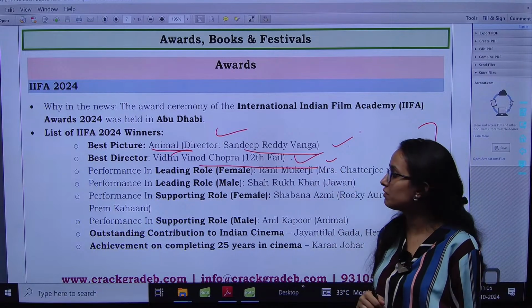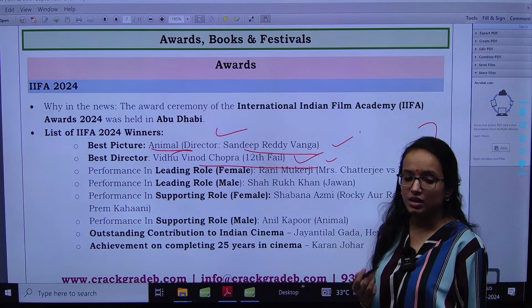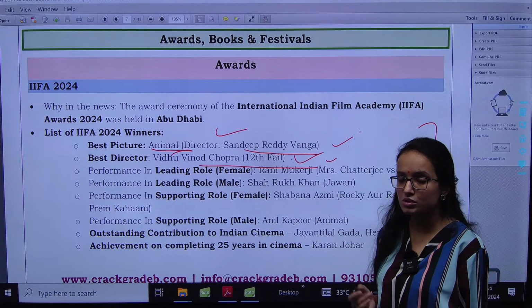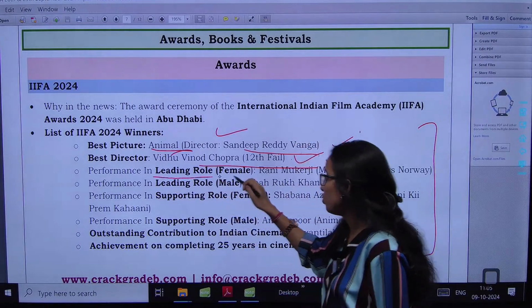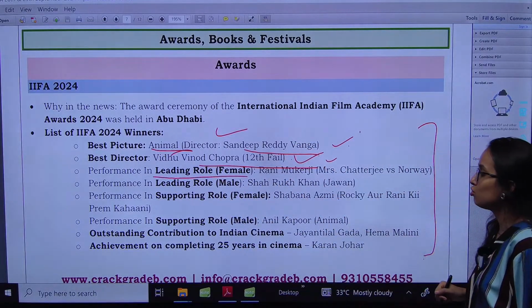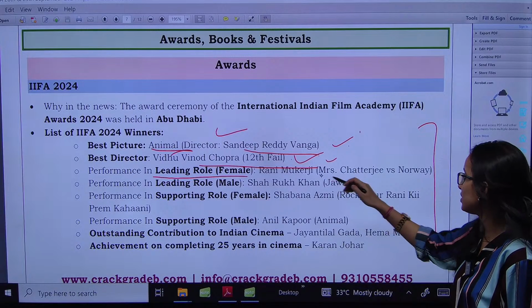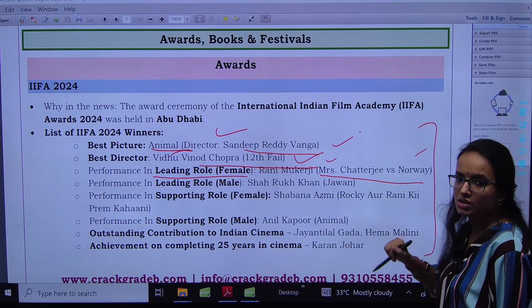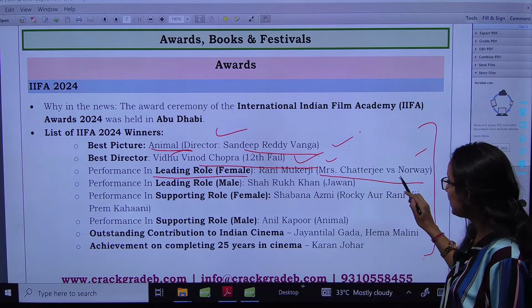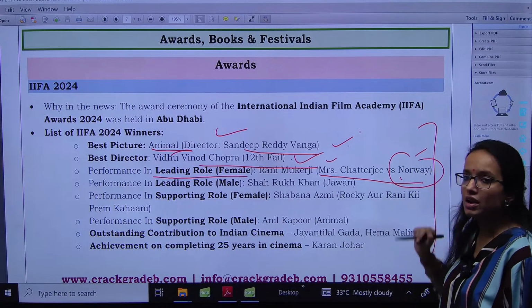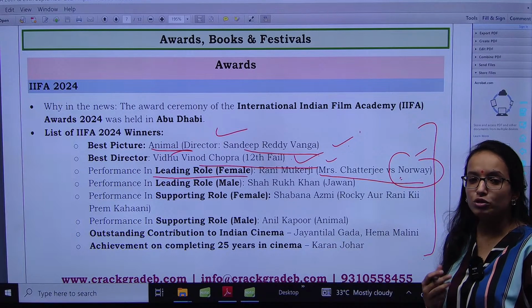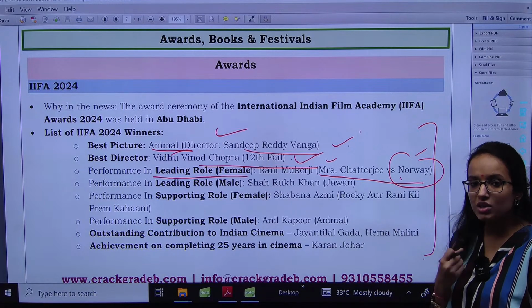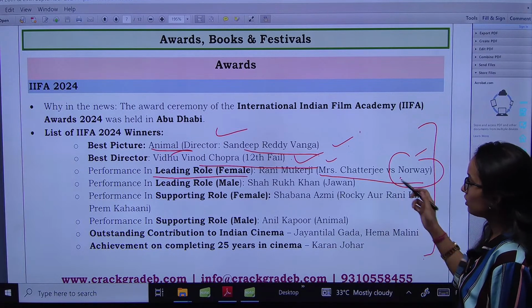It also got very famous, particularly in the UPSC hubs of ORN and Mukherjee. So performance in the leading role, female, given to Rani Mukherjee for Mrs. Chatterjee versus Norway. This is also a good movie. It highlights what happens in these countries. Their healthcare system is quite different and how the mother struggles to get her child back, right? So this is the movie.